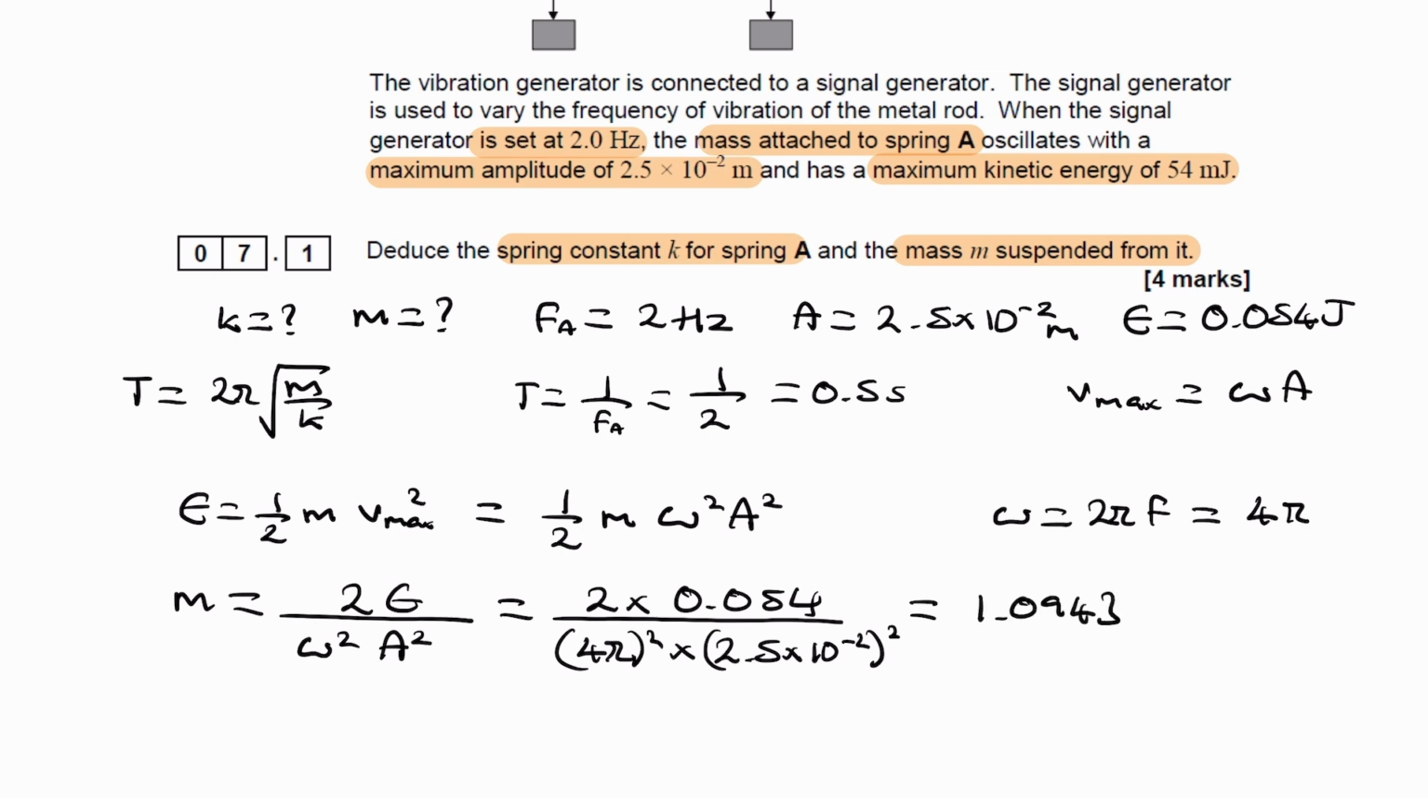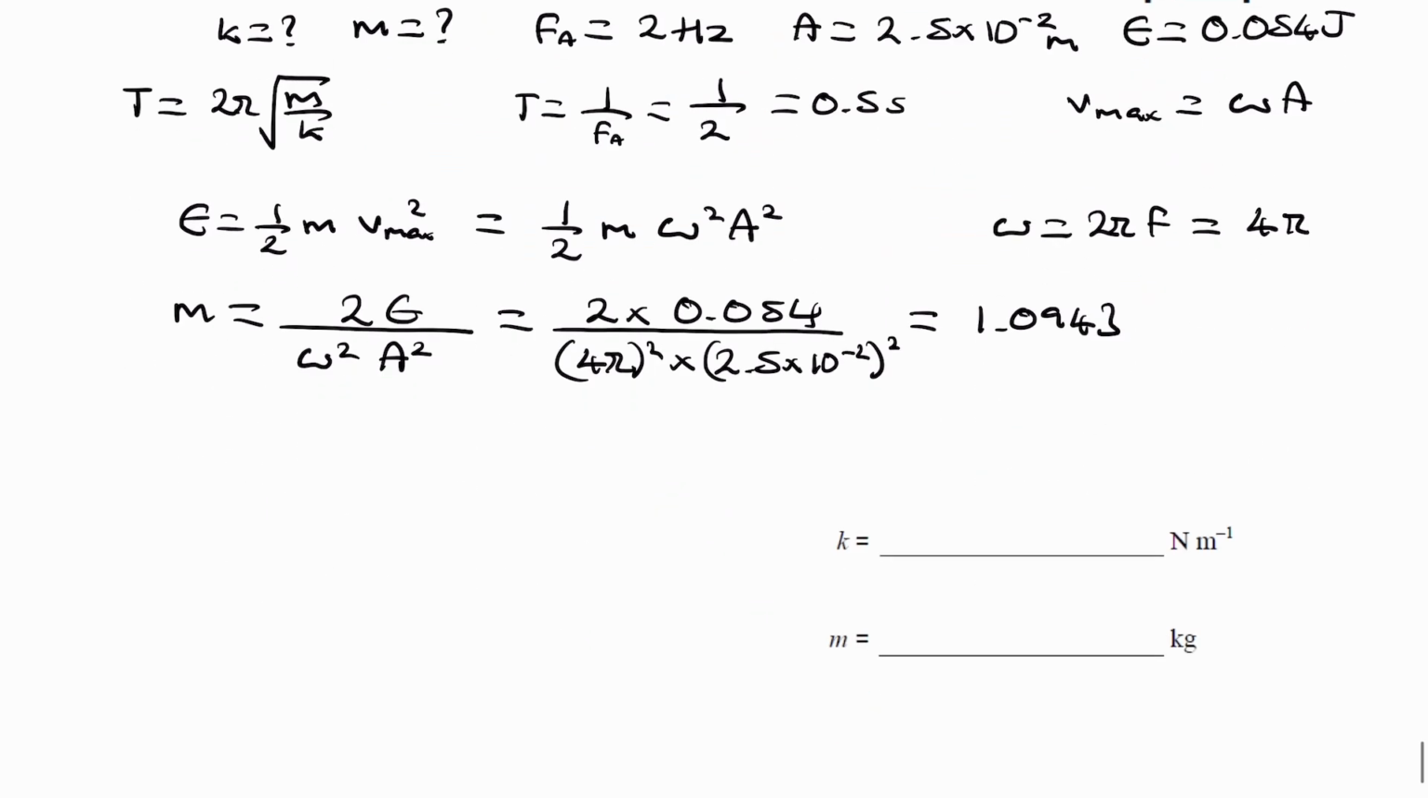This gives us 1.0943, and then the numbers in our question are given to 2 sig figs, 2 Hz, 2.5, 54, so let's round this to 2 sig figs as well. So that will be 1.1 kilograms.